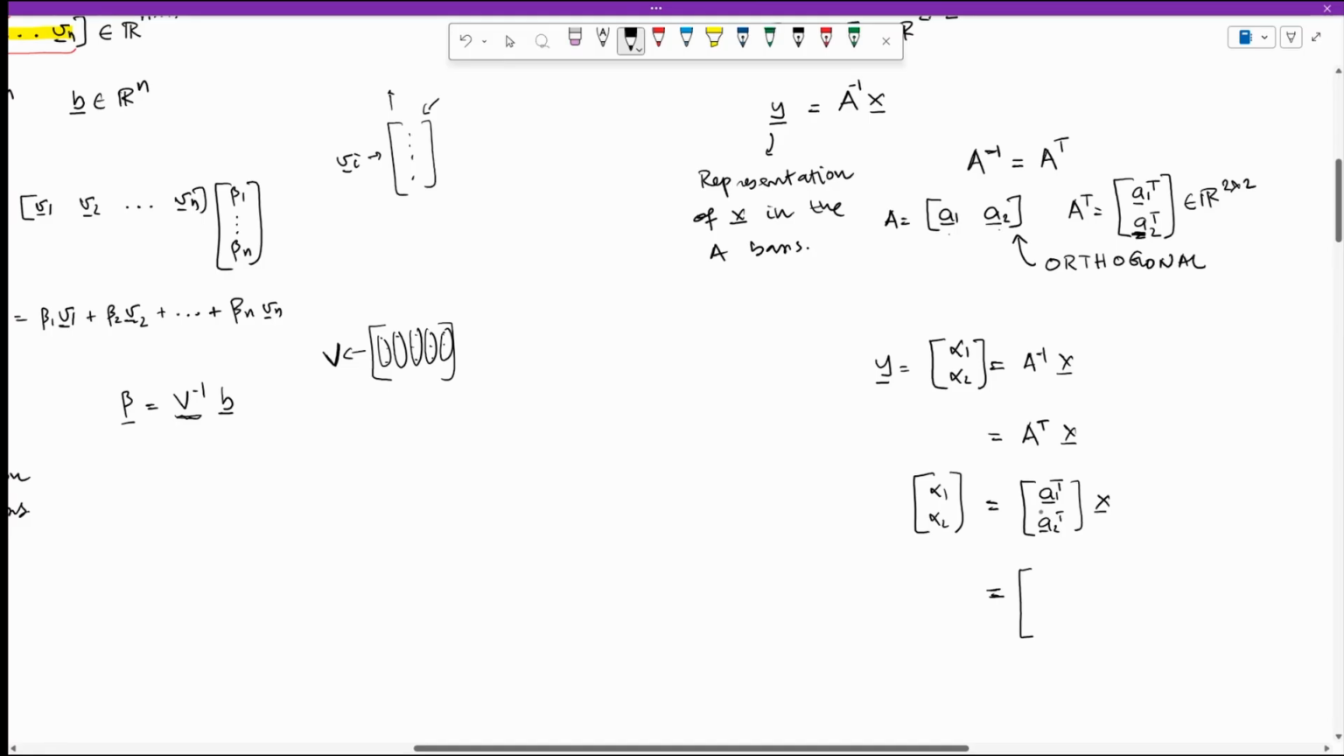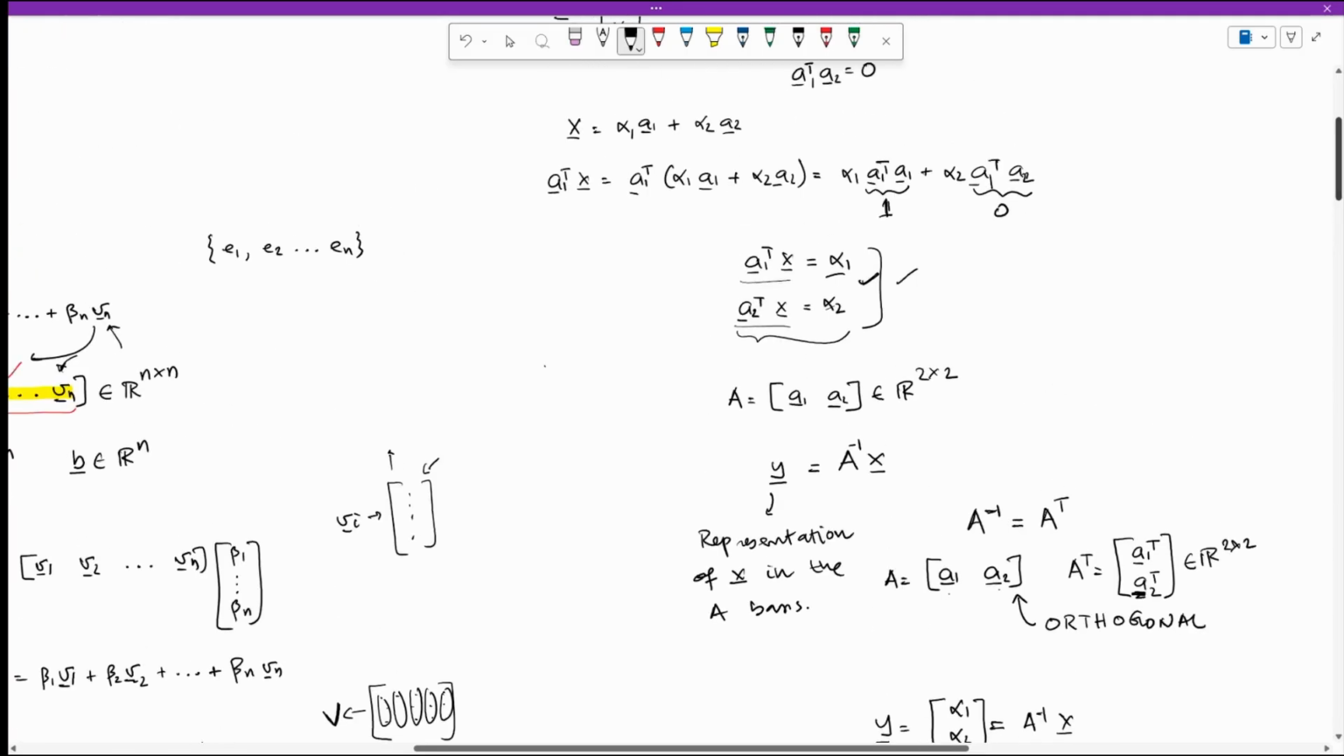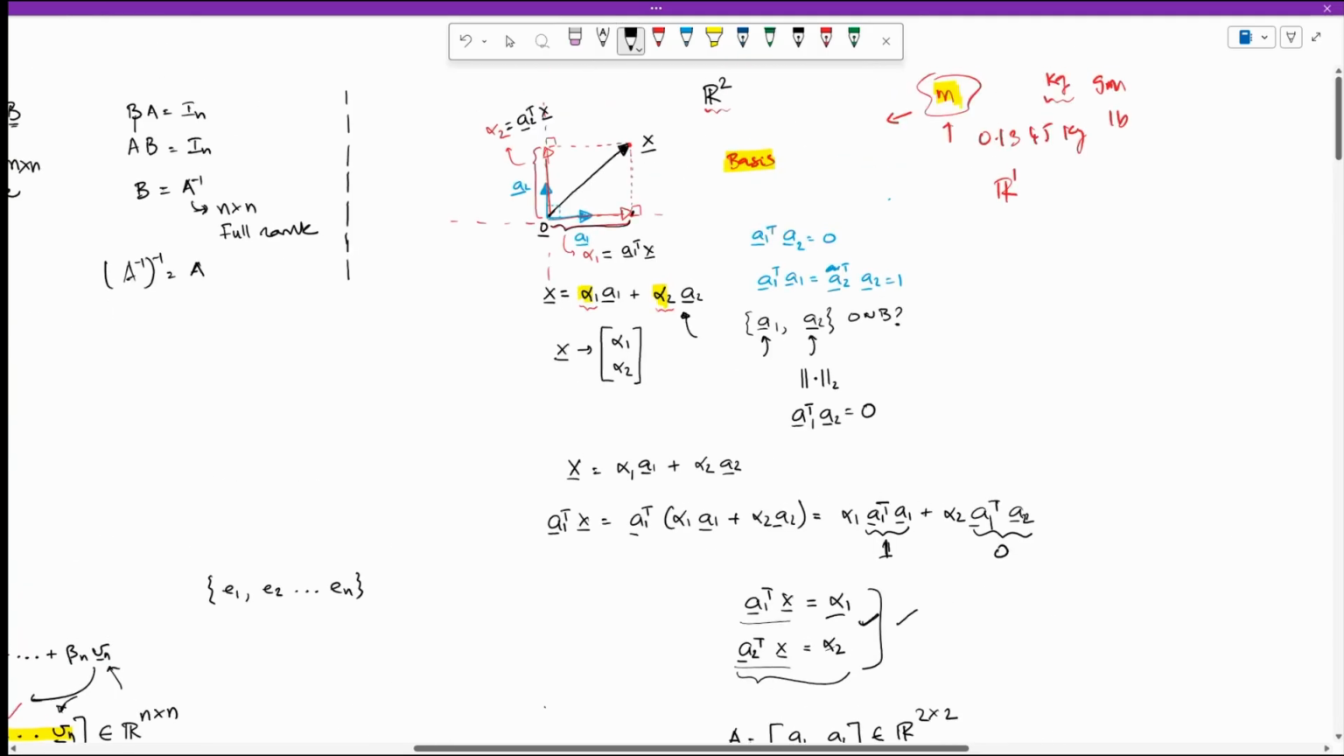The inner product of the first row with the vector is the product of the second row. That's essentially equal to, okay, that's what we had here. Okay, that's what we said we should do geometrically.